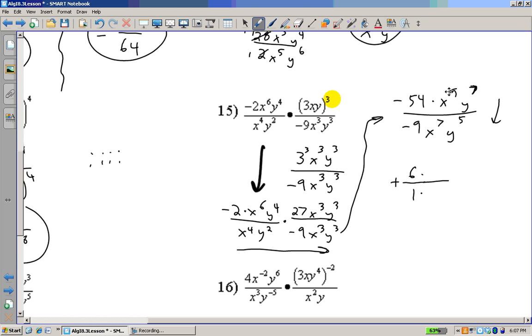See, there's 2 more x's on the top than on the bottom, so we'll put x squared in the numerator. There are 2 more y's on the top than the bottom, so we'll put y squared in the numerator as well. Now, there wasn't anything else on the bottom to deal with besides the 1. I'm just going to put the 1 here. Anything divided by 1 is just itself. So 6x squared y squared.